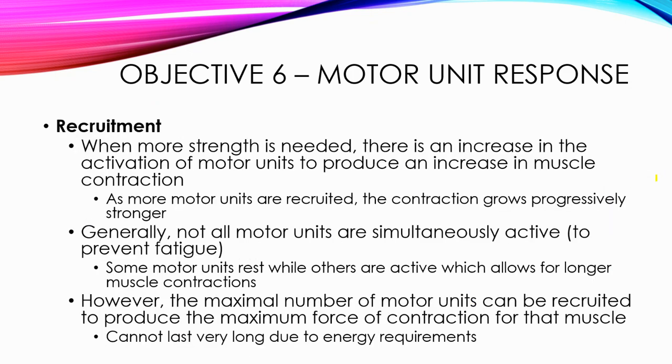All right, so what we've talked about so far is kind of summation, and now we're going to look at the other way that we can increase muscle tension, and that's going to be recruitment. Essentially, we are going to recruit more muscle fibers. As you need more and more strength to do something, there's going to be an increase in the activation of motor units. Remember that the smaller motor units are going to kick in first, but as the muscles realize that they need more force, then other motor units are going to be recruited. And so the more motor units are recruited, the contraction is going to get progressively stronger.